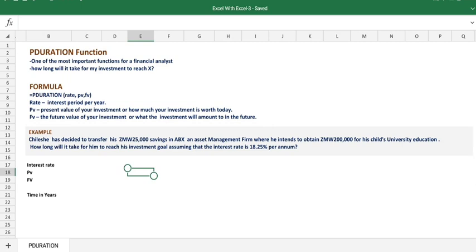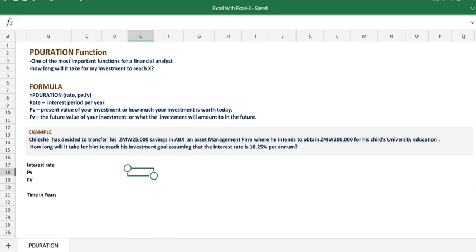Then the future value is basically the value that we expect to obtain at the end. So the value of your future investment. If you invest today, what will be the value in the future? That's the future value. Okay, so those are the three required arguments. Now, just a reminder, in Excel, when an argument is in square brackets, it is optional. Just bear that in mind.